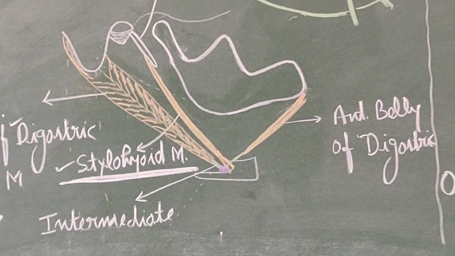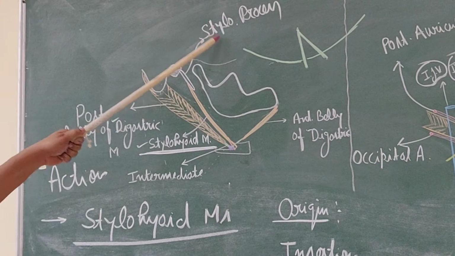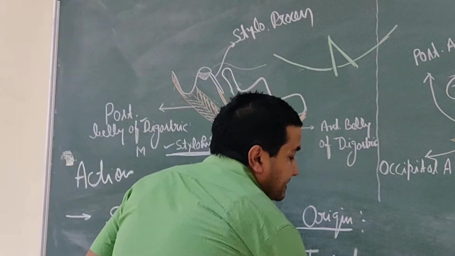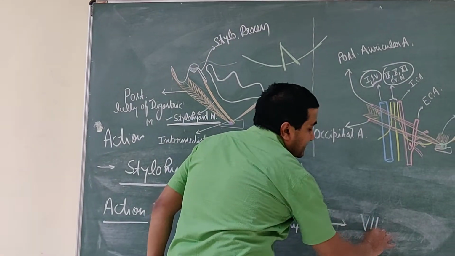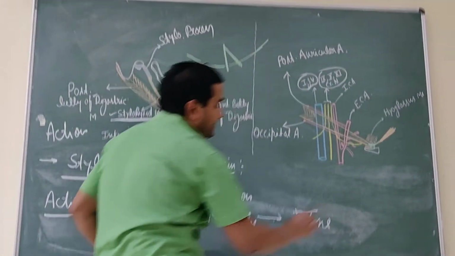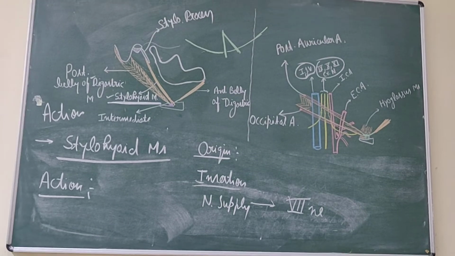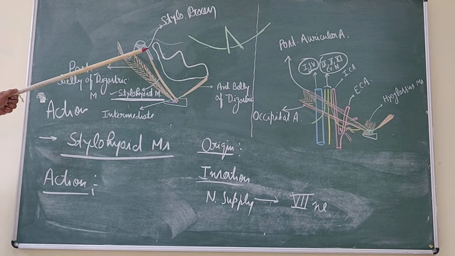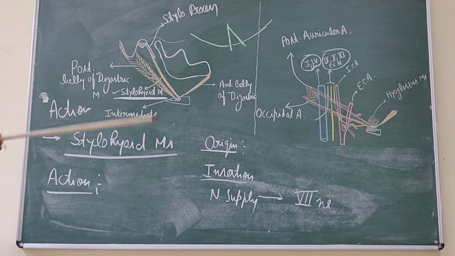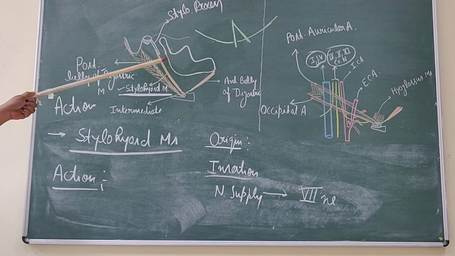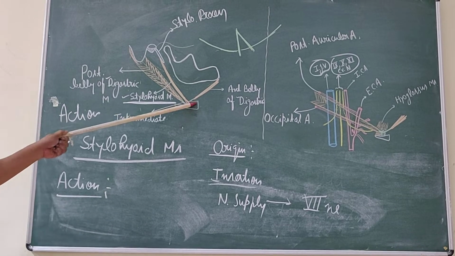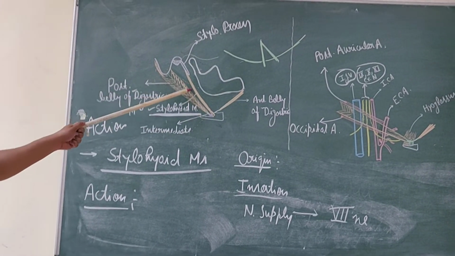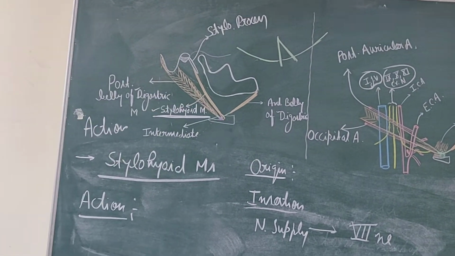Now the nerve supply. This stylohyoid muscle is a muscle of the second arch, so it is supplied by the facial nerve, the cranial nerve. Now the action. This stylohyoid muscle acts on the hyoid bone. It elevates the hyoid bone at the time of swallowing along with the digastric muscle. It has no action on the mandible.